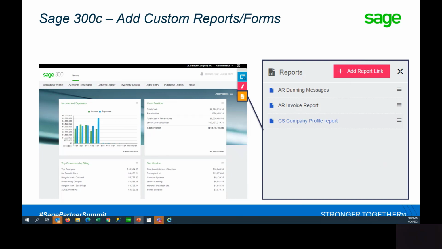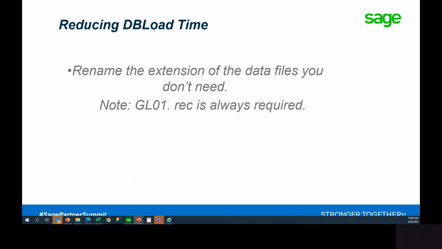Okay. Now, the next couple of topics we'll get to are maybe a bit more advanced, for the advanced users. People use our utilities called db dump and db load to get data in and out of the system. Sometimes with very large data sets, it takes a long time to load, and you may only need information for some specific modules. If you want to shorten the time, you can rename the extensions of the data files that you don't need.